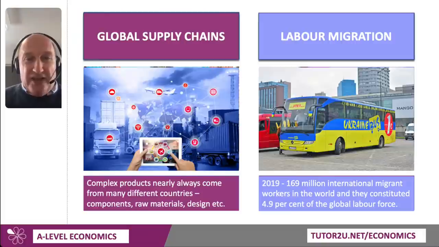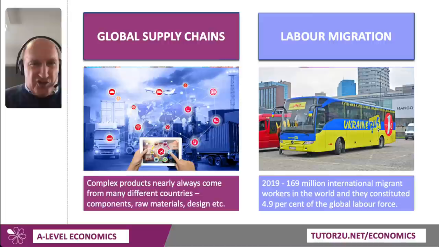Okay, another aspect of globalization clearly is things like global supply chains, companies sourcing their products from many, many different countries. We call this, by the way, deep specialization or deep division of labor, breaking down the production chain in terms of components, raw materials, design, etc. That's a huge issue. And labor migration.